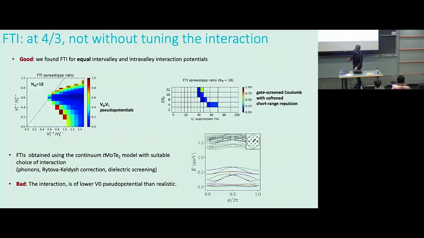The other thing is, we looked at some FTIs, not FTIs at low angle, but FTIs at large angle. And what we see is that you could have FTIs for equal intervalley and intravalley interaction, which is kind of a new thing that wasn't pointed out before. But the bad thing is that the interaction that you need, even though it's equal for intervalley and intravalley, is of much lower pseudopotential than what you get realistically.